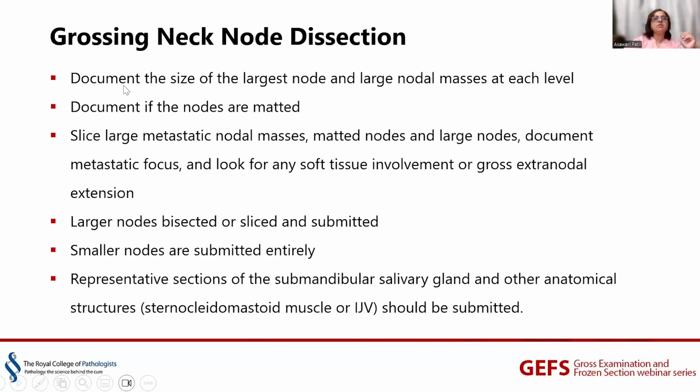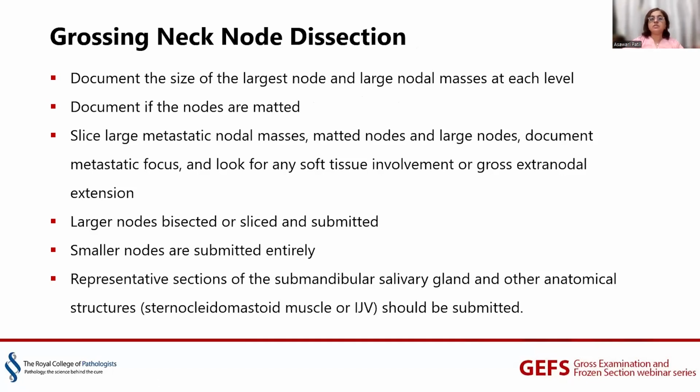Now, how do we submit the node? First thing, dissect each and every node. All nodes need to be dissected. You should not leave any node behind. The largest nodes are either bisected or sliced. If this is a larger nodal mass, suppose a 3-4 centimeter nodal mass, you just slice it, and make sure that you find some area of extranodal extension grossly.